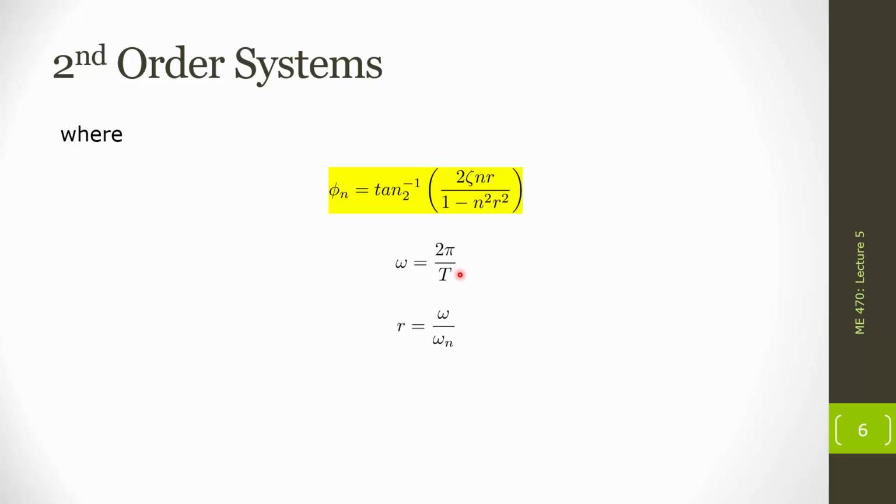And this r that comes up when we compute our phase angle, and when we compute the particular solutions for the sine and the cosine, r is just the ratio of this fundamental driving frequency to our natural frequency.